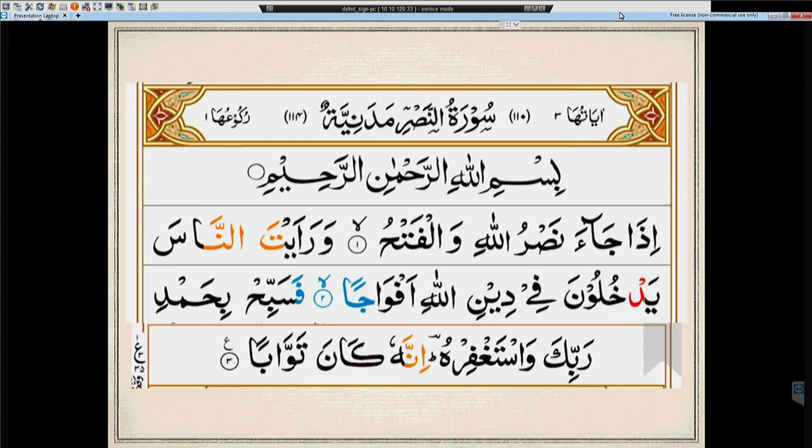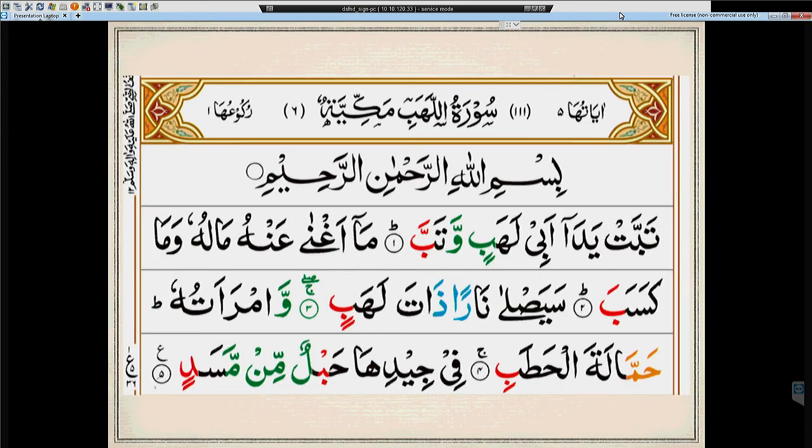فَسَبِّحْ بِحَمْدِ رَبِّكَ وَاسْتَغْفِرْ، إِنَّهُ كَانَ تَوَّابًا. بسم الله الرحمن الرحيم. تبت يدا أبي لهب وتب.